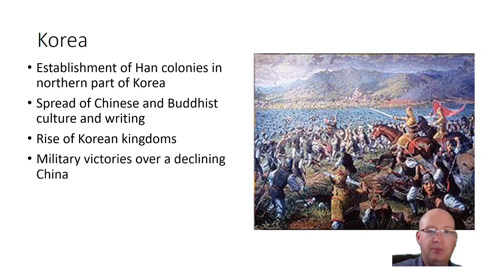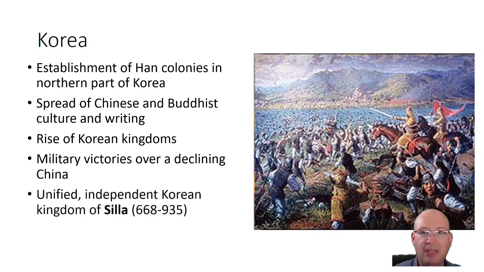And as the Chinese become weaker, right, remember the Han Dynasty will decline and eventually fall, and then you'll have several hundred years when there's no unified China. At that point, Koreans will be able to push those Han Dynasty colonies out of Korea and get rid of Chinese influence on the peninsula. And eventually, there will be a united independent Korean kingdom called Shilla, which will be established in the 7th century.